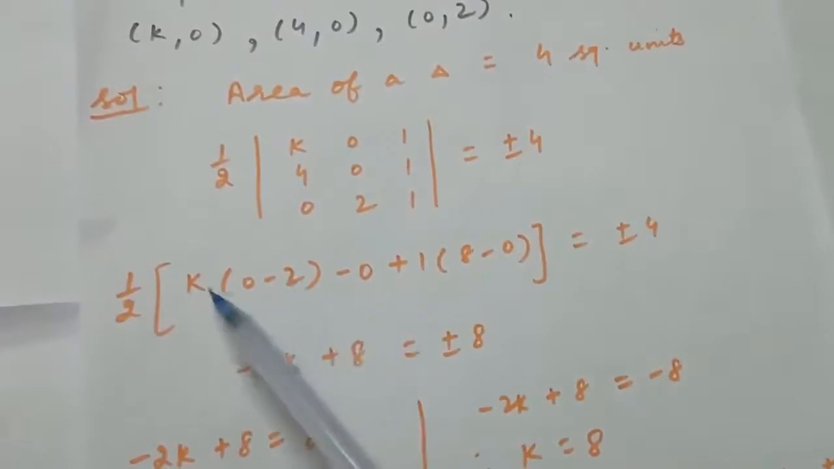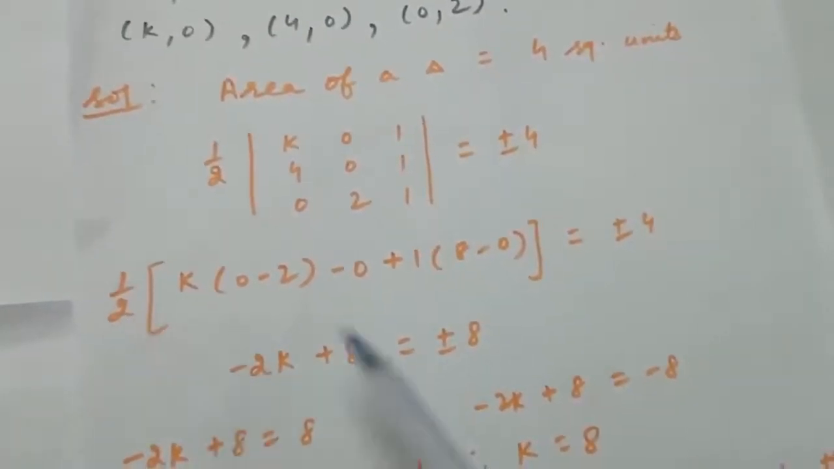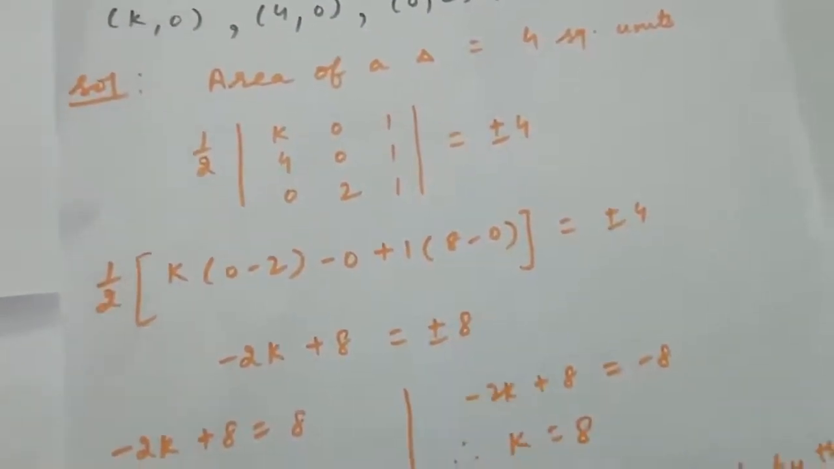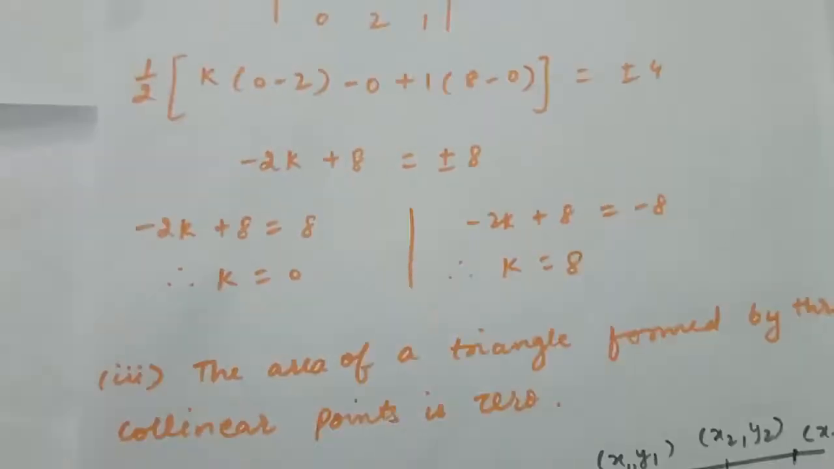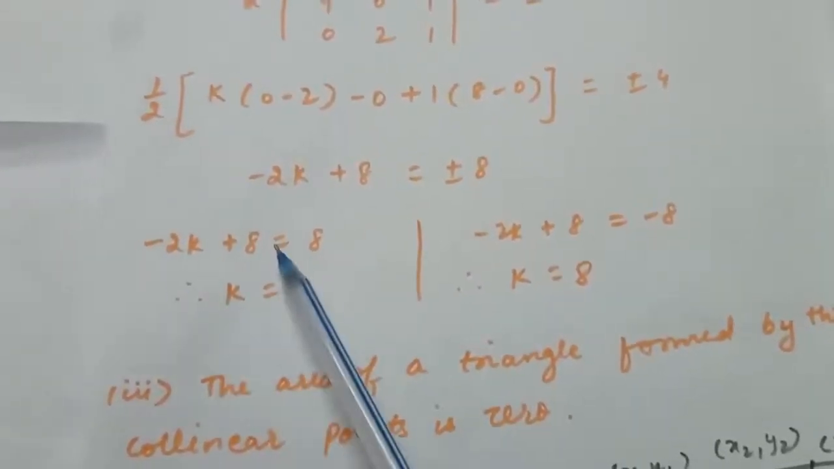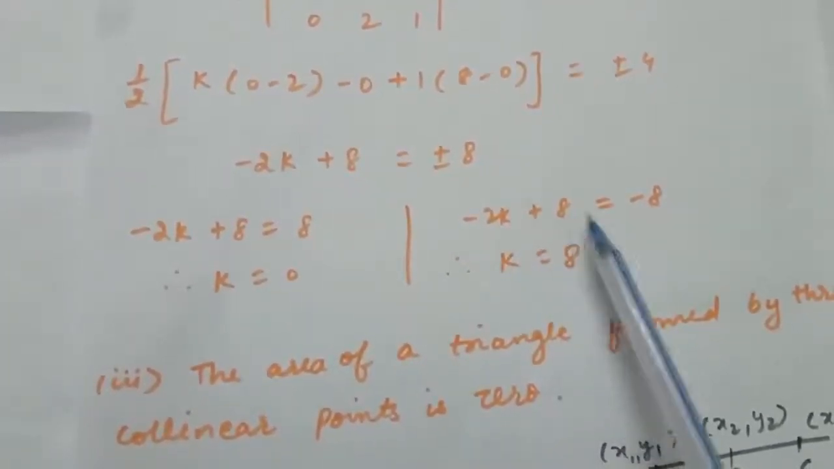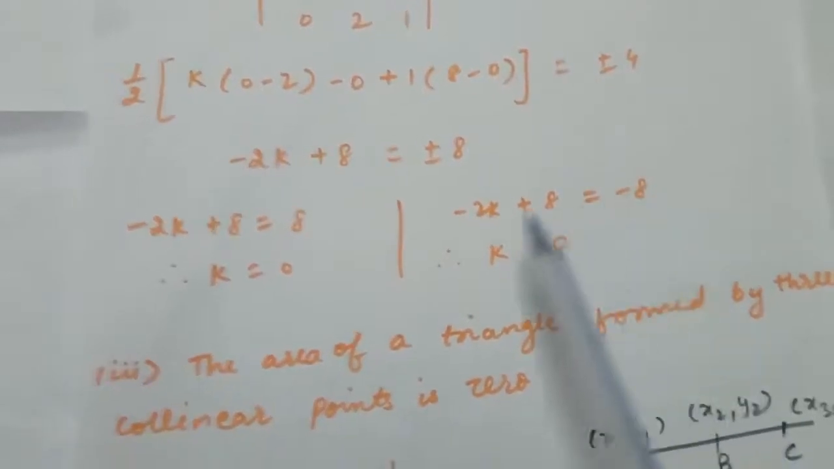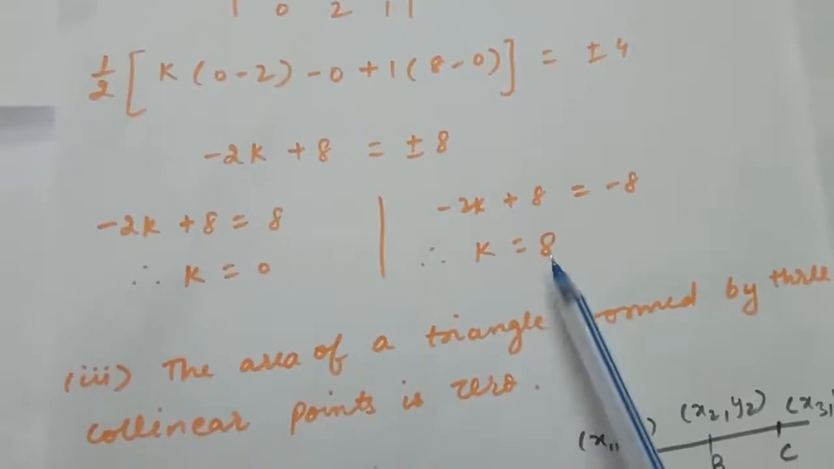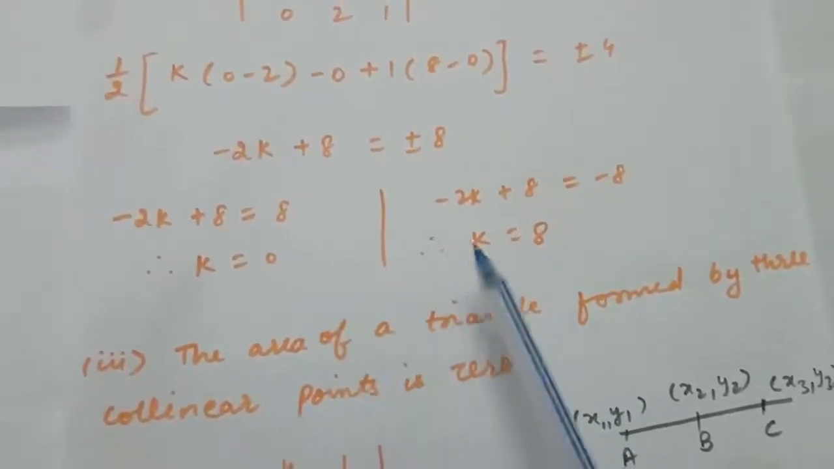Now this will be minus 2k plus 8, and take this 2 on the right hand side. So this will become equal to plus minus 8. Now two cases will arise: either minus 2k plus 8 is equal to 8, or minus 2k plus 8 is equal to minus 8. From here you will get the value of k as 0, and from here the value of k is 8, right? So the values of k are 0 and 8.